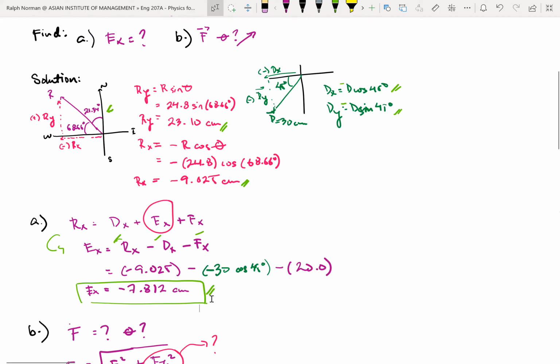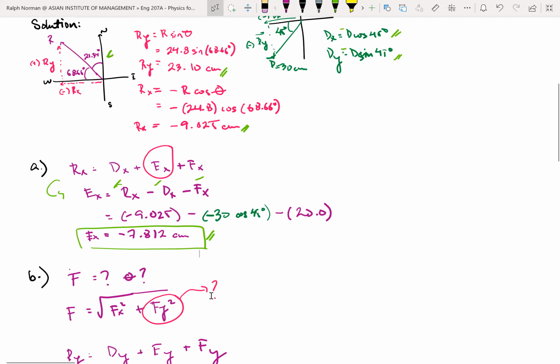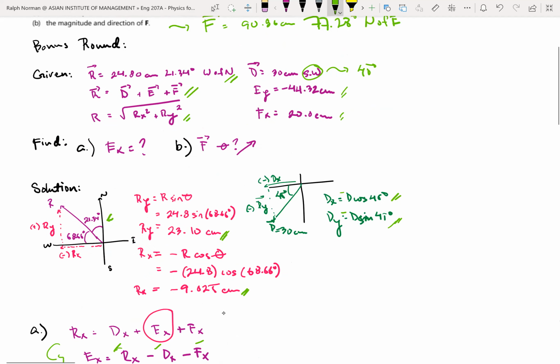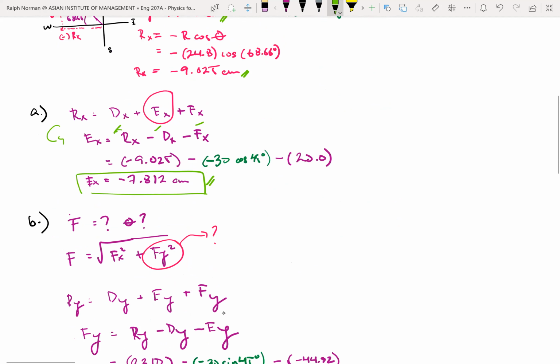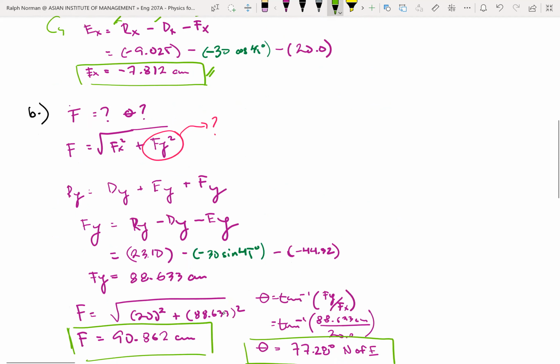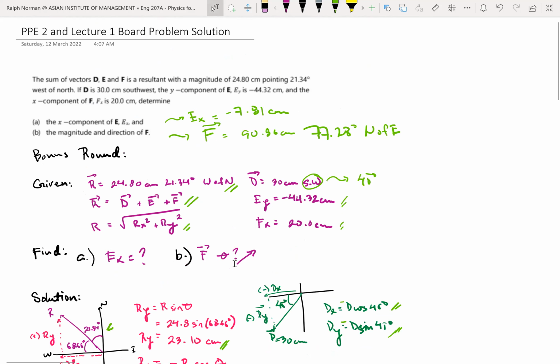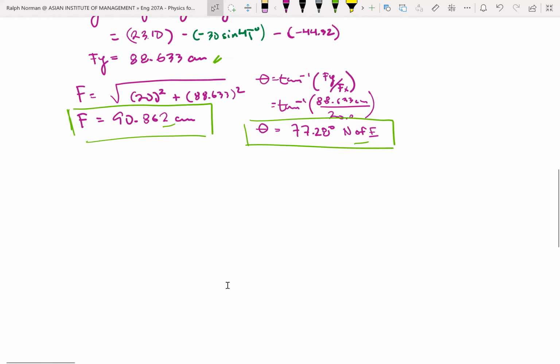And then next here, the magnitude and direction of F. The good news is you already have Fx. You just need Fy, correct? And another good news is you already have Ry, you have Dy, and quite frankly, you have Ey. So all that's left is to solve for Fy, equate that equation, and you would get 88.633 centimeters. And it's just a matter of substituting and getting the angle. And you would get 90.862 and 77.28 degrees north of east. Are we the same? Yeah, exactly the same.